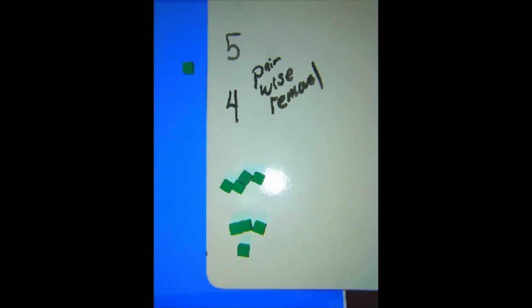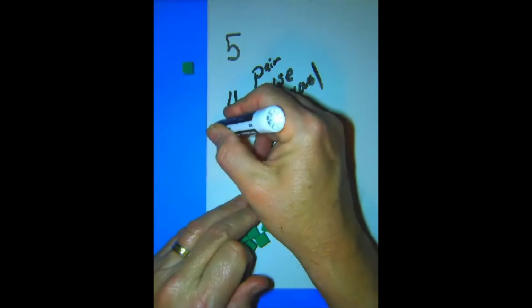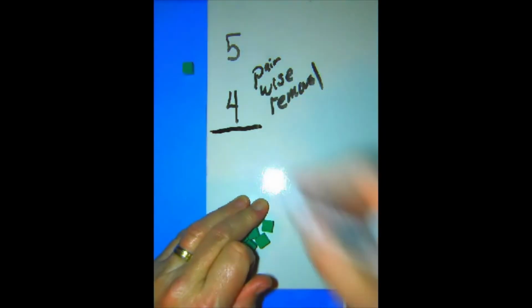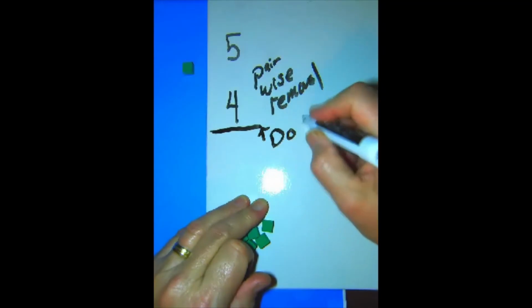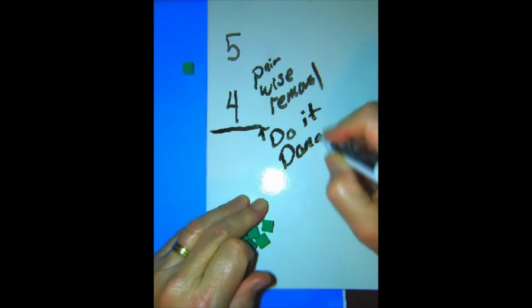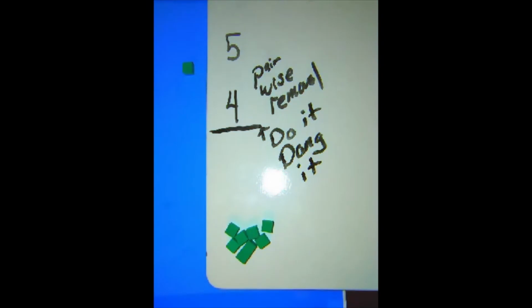How do we record that? Well, let's take a look. We already have our symbols in place, and so I'm going to put down a new symbol, and just for the sake of having a little fun with it, sometimes when I'm in the classroom, this gets to be called the do it dang it line. In other words, that's going to tell us to do something.